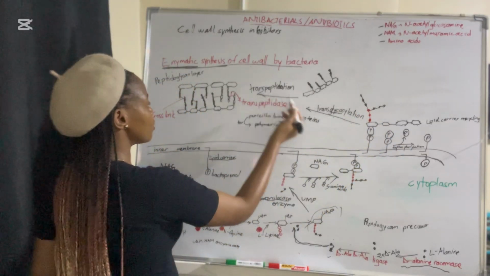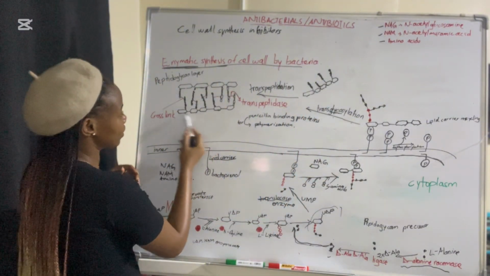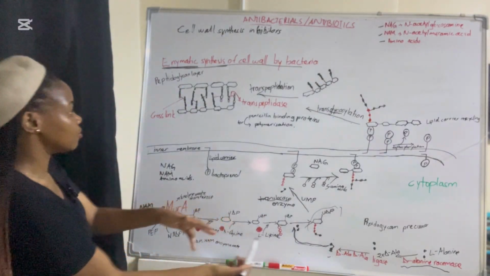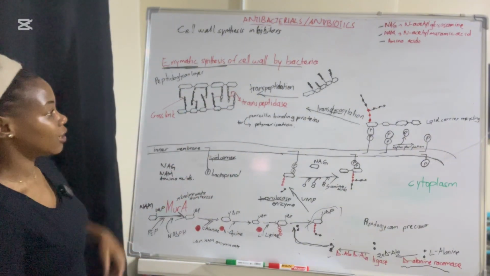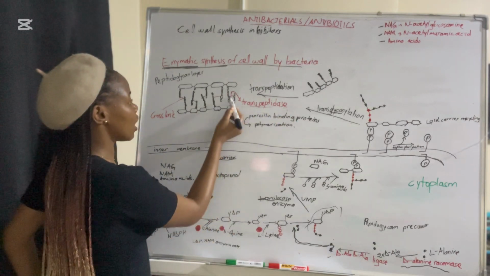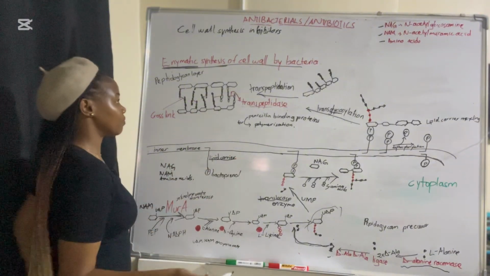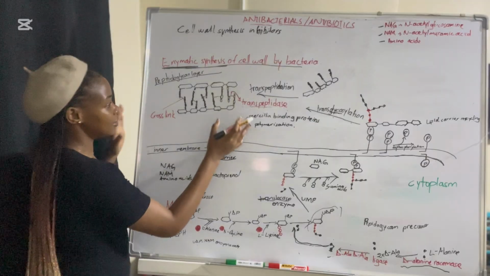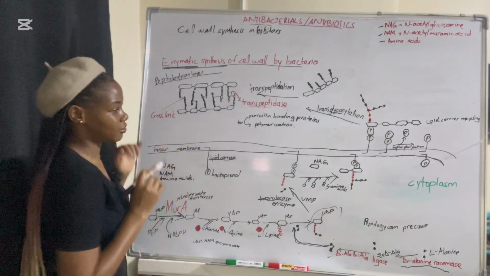Then in transpeptidation, the sugars that were continuously added are going to lie side by side, exposing their amino acids, where the enzyme transpeptidase is going to create a cross link between the what? Between the amino acids, leading to formation of our peptidoglycan layer, that is the main component in the cell wall of bacteria.